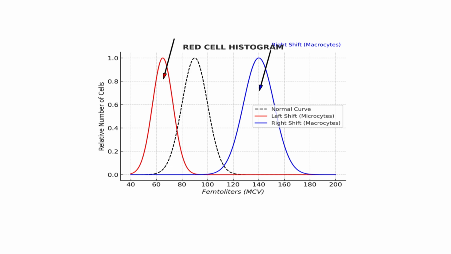In summary, normal curve, centered around 90 femtoliters. Left shift, microcytic cells, smaller than normal. Right shift, macrocytic cells, larger than normal. By examining the histogram, clinicians can quickly identify whether red cells are predominantly normal in size or shifted toward microcytosis or macrocytosis, guiding further diagnostic evaluation.